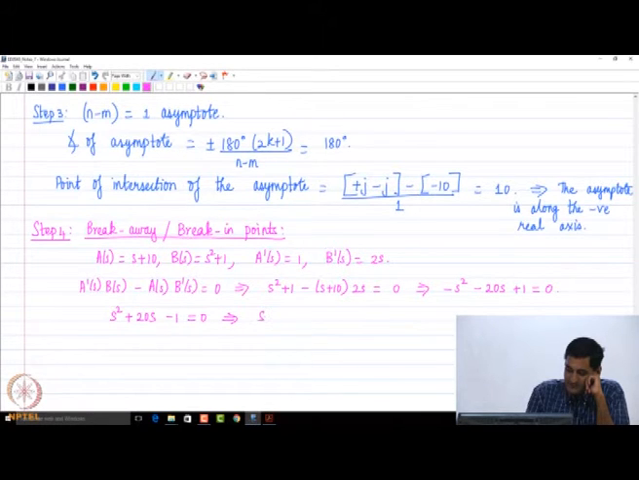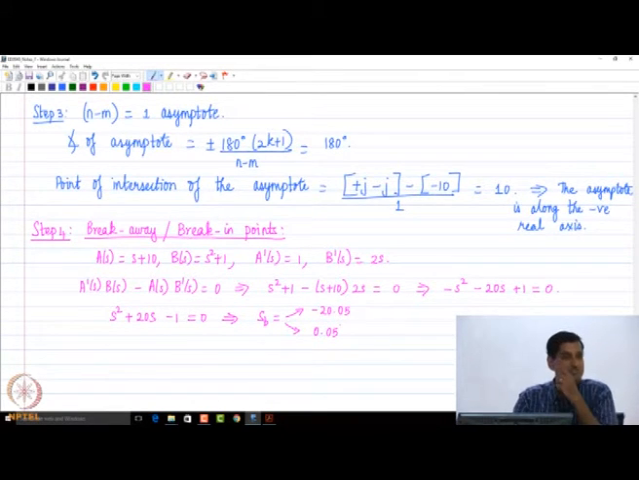So, this implies that the potential breakaway points are going to be what? There are going to be two roots, right? What are the two roots? You will get the two roots as minus 20.05 and 0.05. Okay, please check it independently.